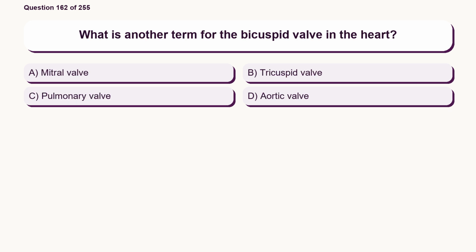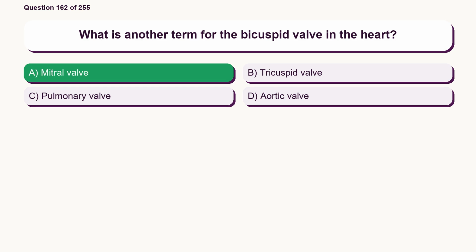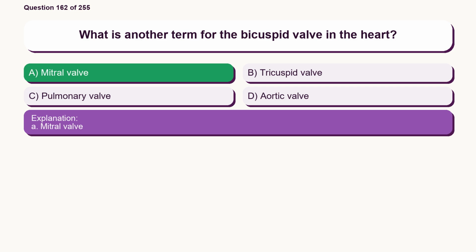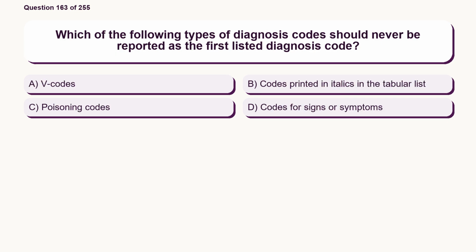Question 162. What is another term for the bicuspid valve in the heart? Option A. Mitral valve. Option B. Tricuspid valve. Option C. Pulmonary valve. Option D. Aortic valve. The correct answer is option A. Mitral valve. A. Mitral valve. Question 163. Which of the following types of diagnosis codes should never be reported as the first listed diagnosis code?